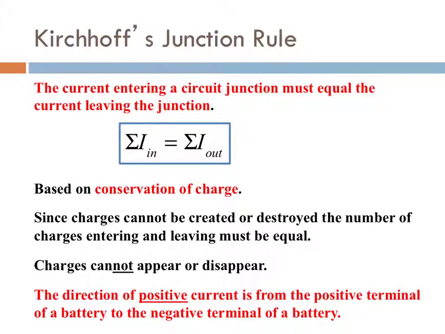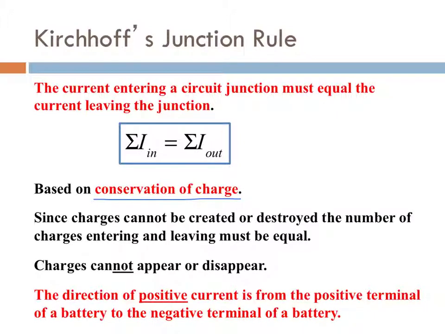So let's look at Kirchhoff's junction rule. This tells us that the current entering a circuit junction must equal the current leaving the junction. Current in must equal the current out. Again, this is based on the conservation of charge. Since charges cannot be created or destroyed, the number of charges entering and leaving must be equal. Charges cannot appear or disappear.